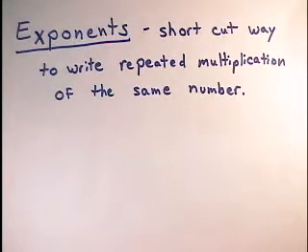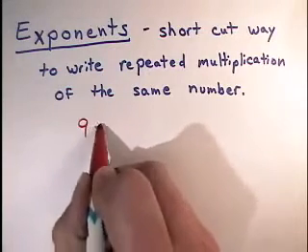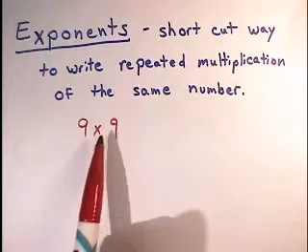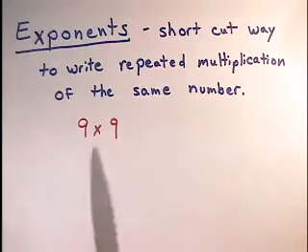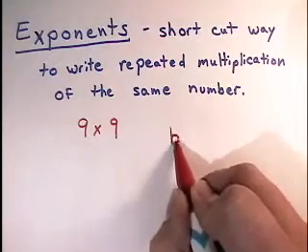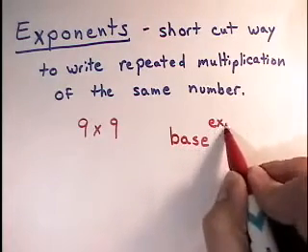Exponents are a shortcut way to write repeated multiplication of the same number. Let me show you an example. If you had a problem that said 9 times 9, you see that we have the same number repeated using multiplication. We can use a form of exponents to write this in a shortcut way. What we need is to identify our base and exponent.